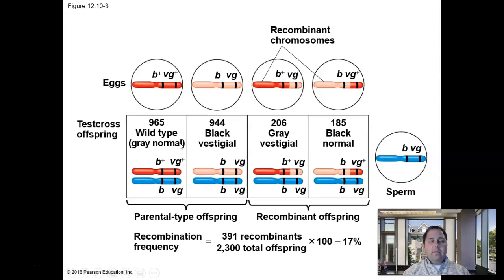We have a wild type that's gray and normal. We have black with vestigial wings. We have gray with vestigial wings, and we have black with normal wings, but you'll notice that the recombinant offspring happen at a much lower frequency, 206 and 185, to the wild type and the black vestigial, the parental type offspring. So that shows you that these recombination events are fairly rare.